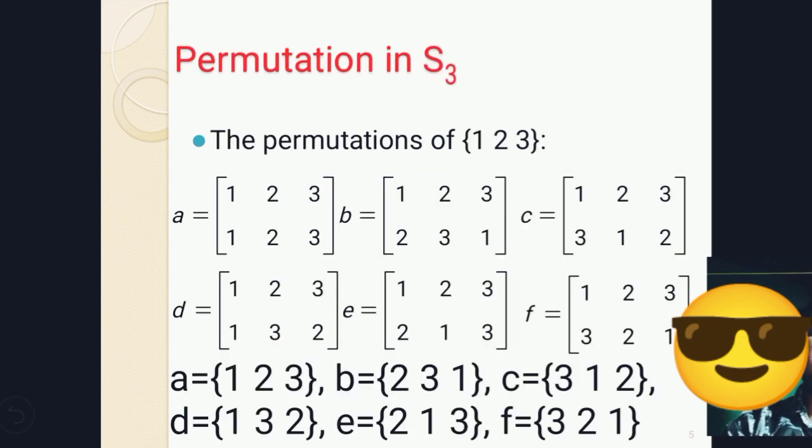The permutations in the S3 group are as follows. Here I am keeping the domain constant everywhere. We can keep the domain constant or the range constant as per our convenience.